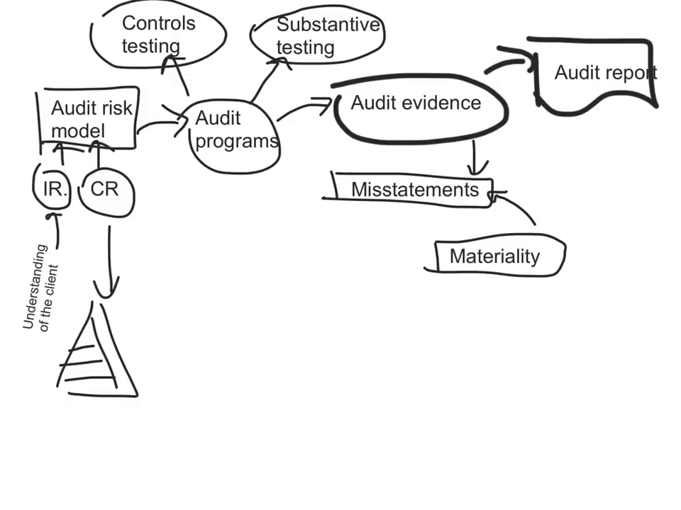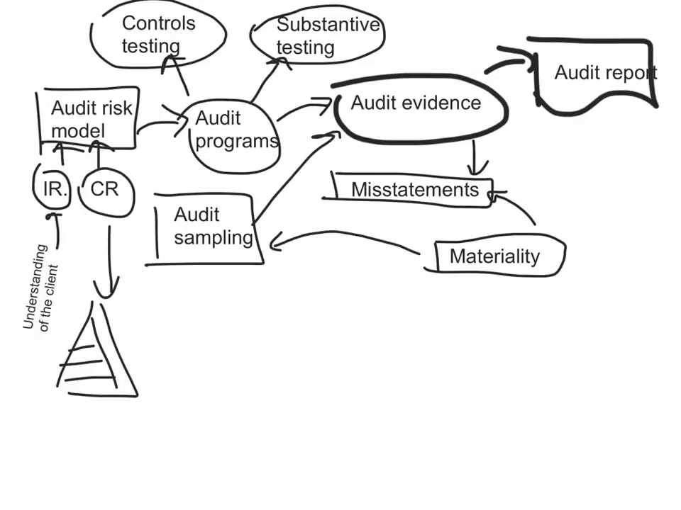Okay. When I'm considering my audit evidence, I know that I also need to think about sampling because I'm not gathering evidence on everything because that would be just too hard. I need to think about sampling. My sampling will be affected by my materiality and the stuff that I find out about that feeds into the audit risk model.